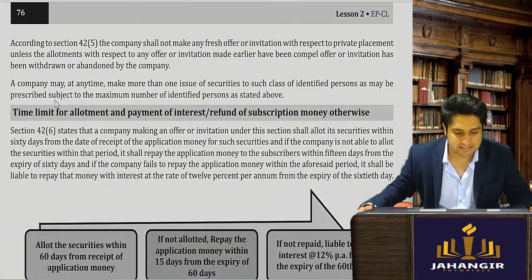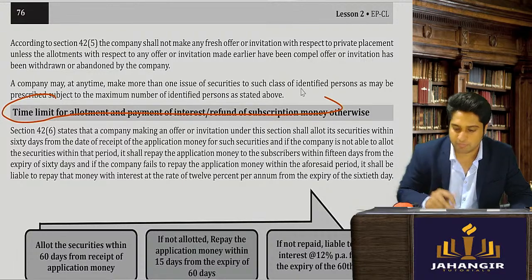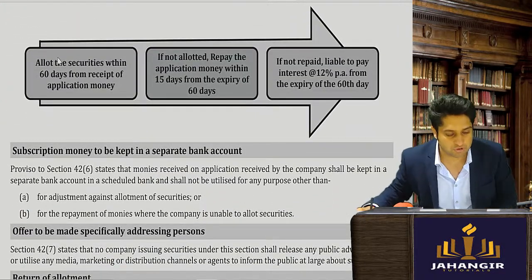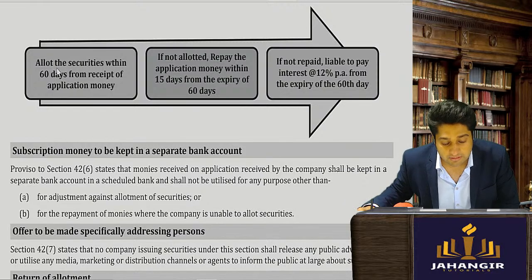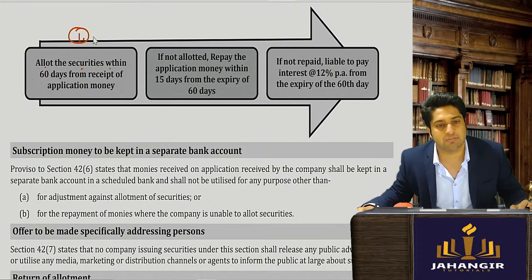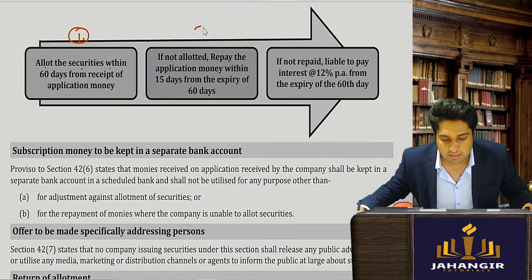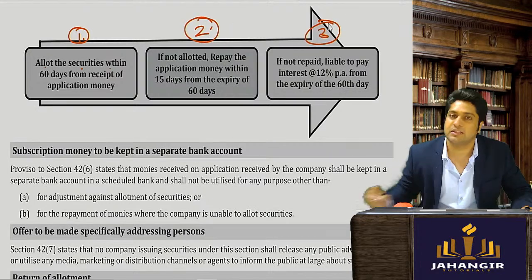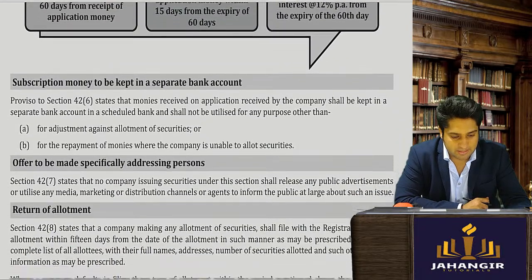Next is time limit for allotment. Now very simple. First is the moment we pass the resolution, allot the securities within 60 days from receipt of application money. So the moment we get the application money, within 60 days we will allot. If we haven't allotted, in the next 15 days we will have to refund along with 12% interest rate.